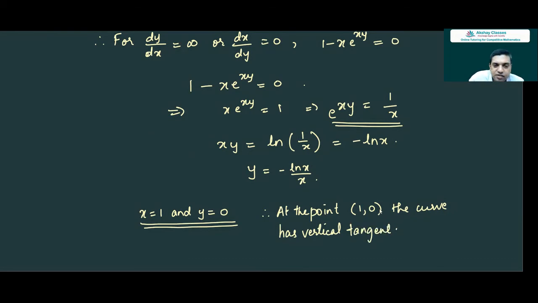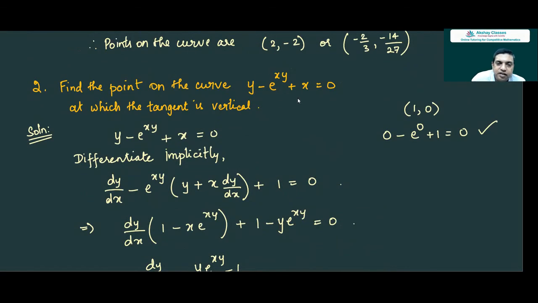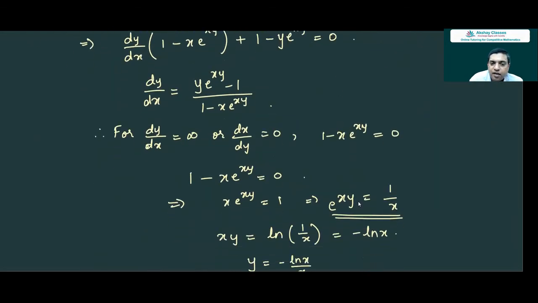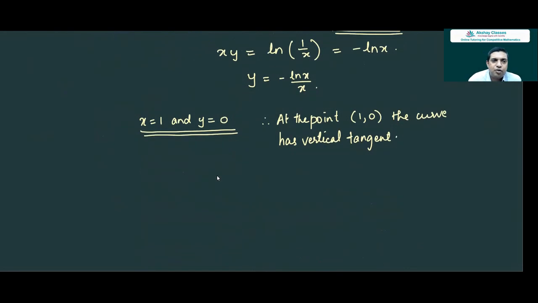So of the given options, the options were 1, 0, 0, 1, 2, 0, and 1, 1. And you can substitute and see most of them won't lie on the curve itself. But this will lie, and this equation has to be satisfied. So this would be satisfied by 1, 0, x equal to 1, y equal to 0. So this is one. A last example on tangents and normals.